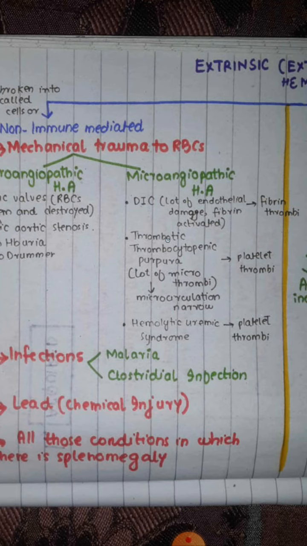Then we have thrombotic thrombocytopenic purpura, in which a lot of platelet thrombi are formed, and the microcirculation again becomes narrow, and when RBCs pass through this microcirculation, they are broken down. Then we have hemolytic uremic syndrome. Hemolytic uremic syndrome basically occurs in E. coli infection, and there are also a lot of platelet thrombi formed, and there is narrowing of the microvasculature, and when RBCs pass through these narrow capillaries, they are broken down.